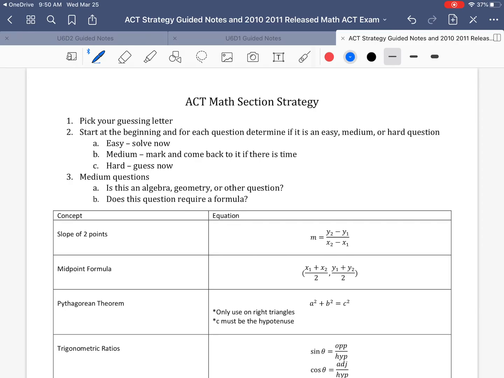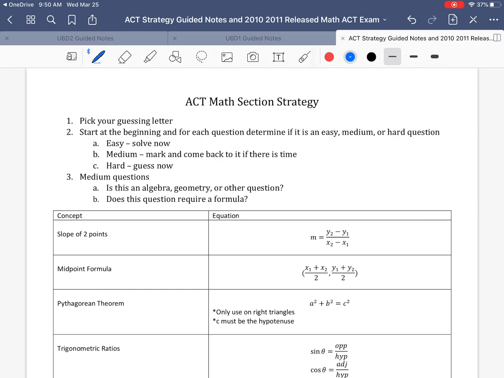Hi you guys, this week's lesson is going to look a little different than normal. We're actually going to be focusing on ACT strategies for the math section. All right, and there's 3 general strategies that I want us to practice for this ACT exam.